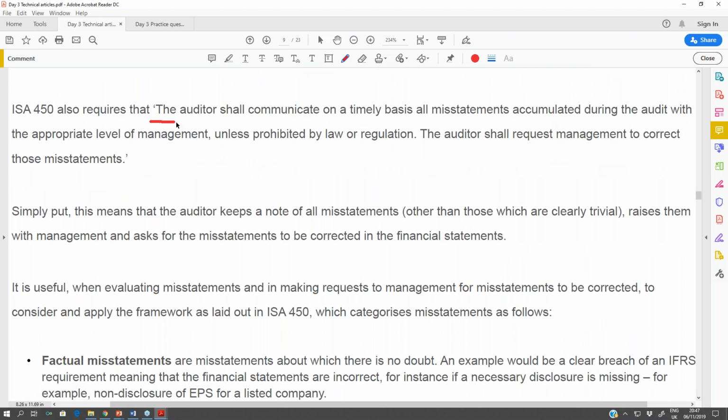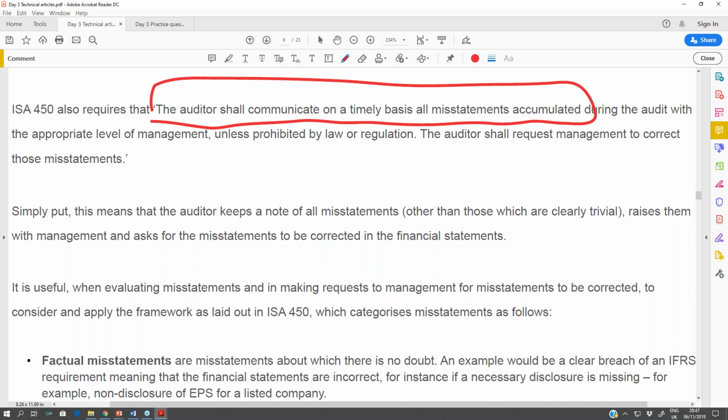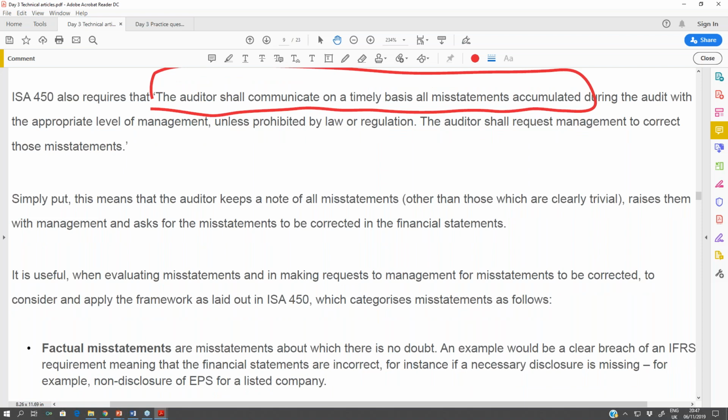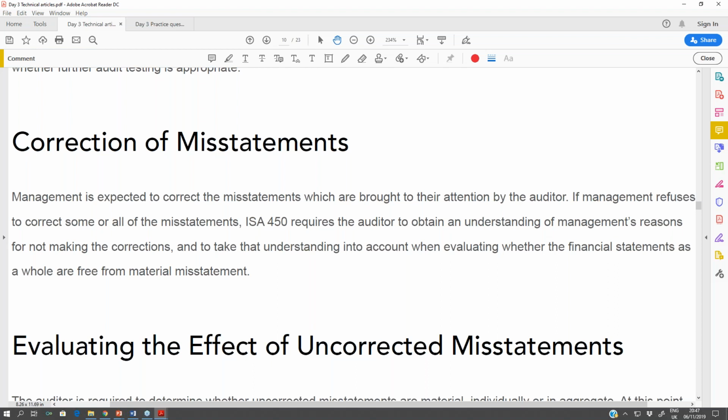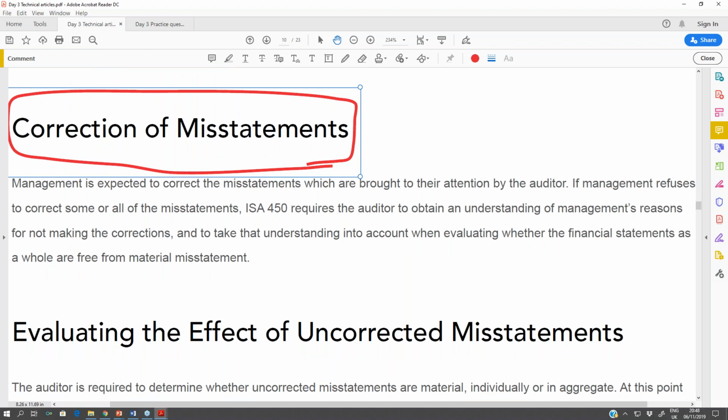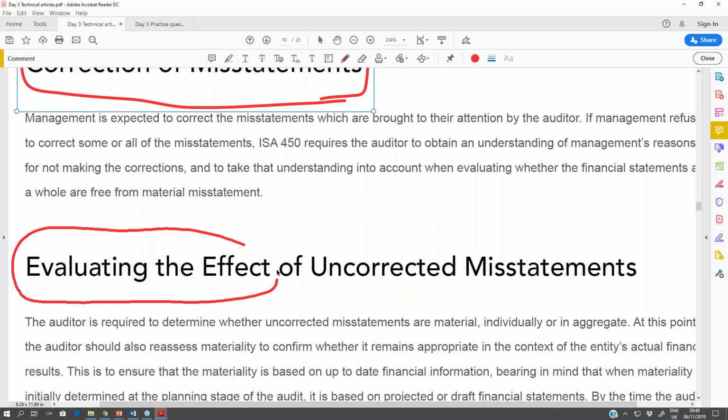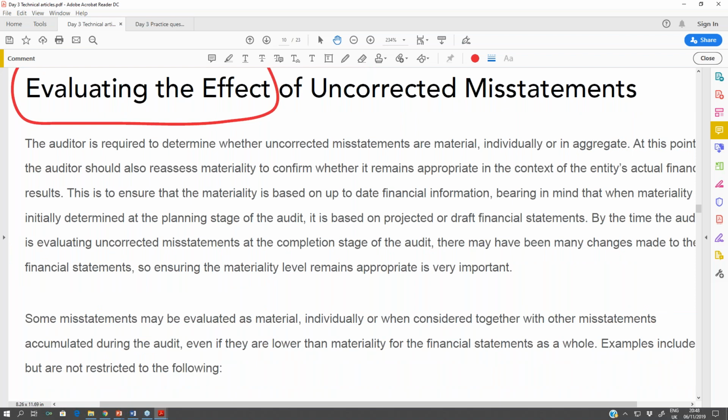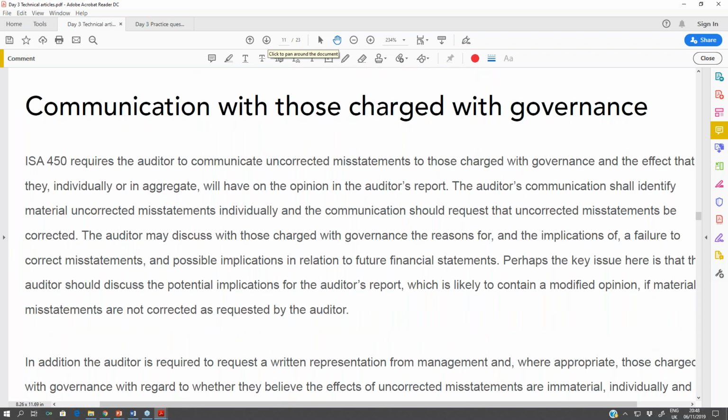The examiner is saying the auditor shall communicate on a timely basis all misstatements. And then the examiner keeps writing other things about the misstatements which you need to explore. Keep going through this article. Then the examiner is also telling us how you ask management to correct them. We were even discussing with the management in the September 18 paper that there is a need to correct them. Not just telling the management this is a misstatement, but also telling the management there is a need to correct it. And then evaluating the effect of that on the audit report. If the management fails to correct it, then what's the effect? So if you can just go through this article and make your notes, see the last heading, that was exactly what the examiner was asking us in the September 18 paper.